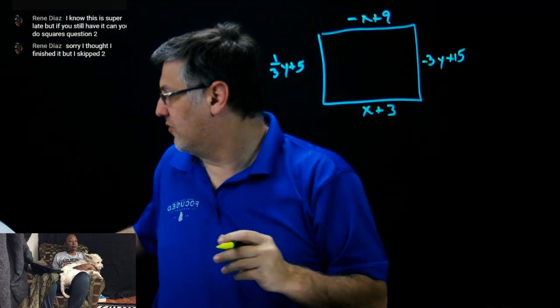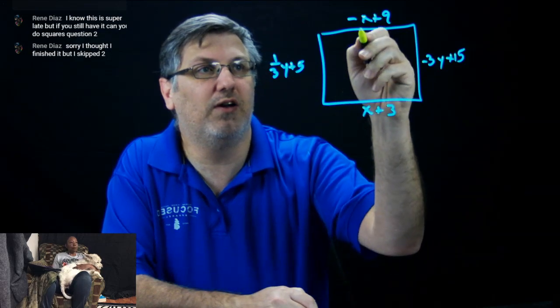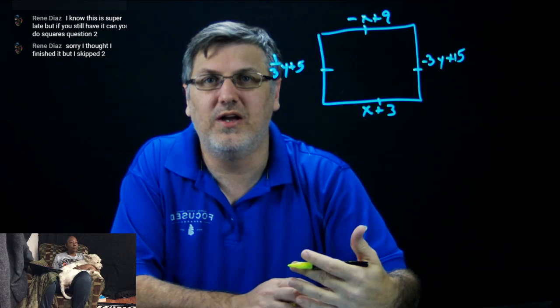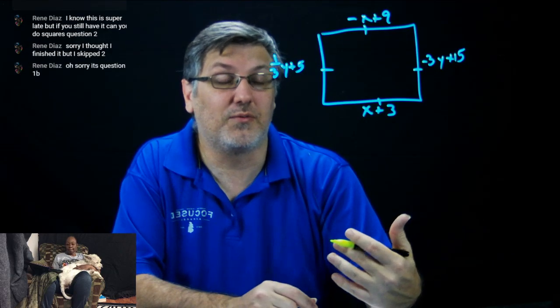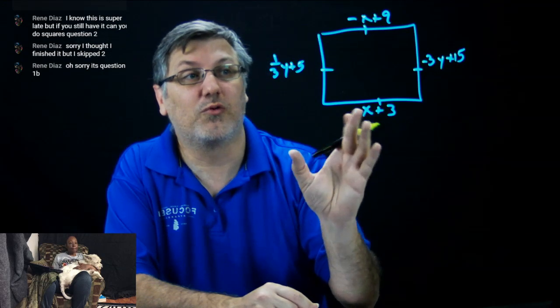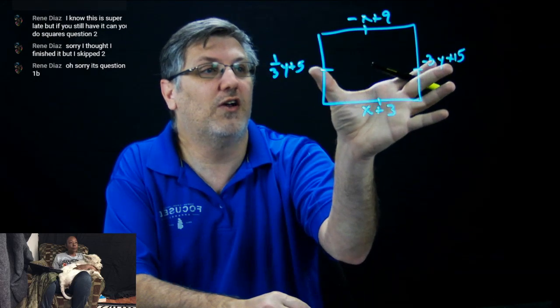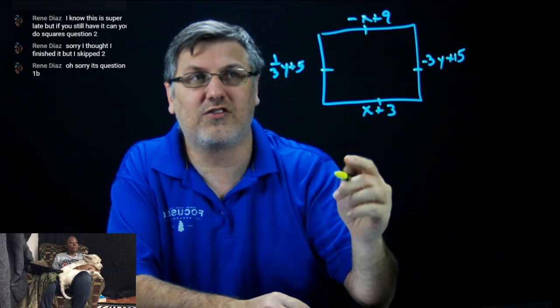Okay, so with this, a property of a square is that all sides are congruent, and it wants to know what values of x and y are going to make this a square, or at least a parallelogram. We're going to use the idea that opposite sides are congruent to set up an algebra equation. Here I have y, so I can solve for y's, and here I have x's. Let's do the x's first.